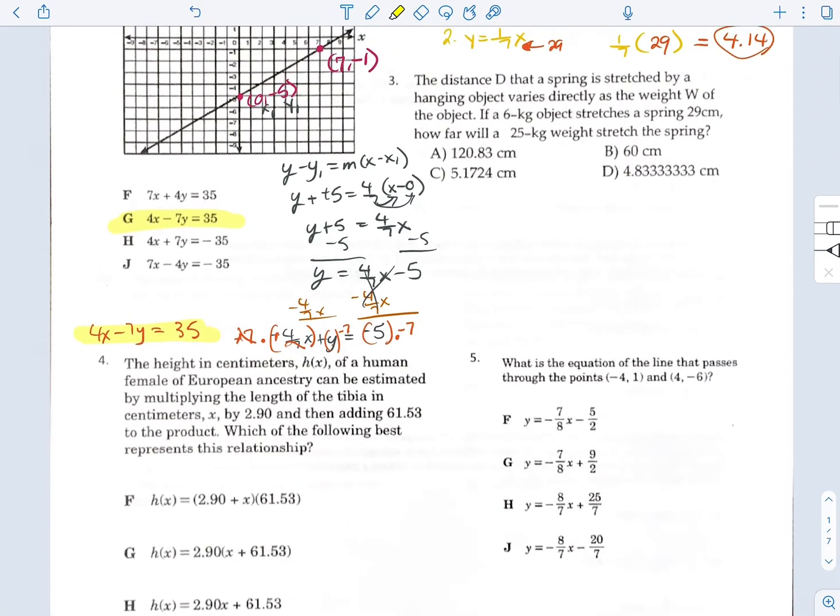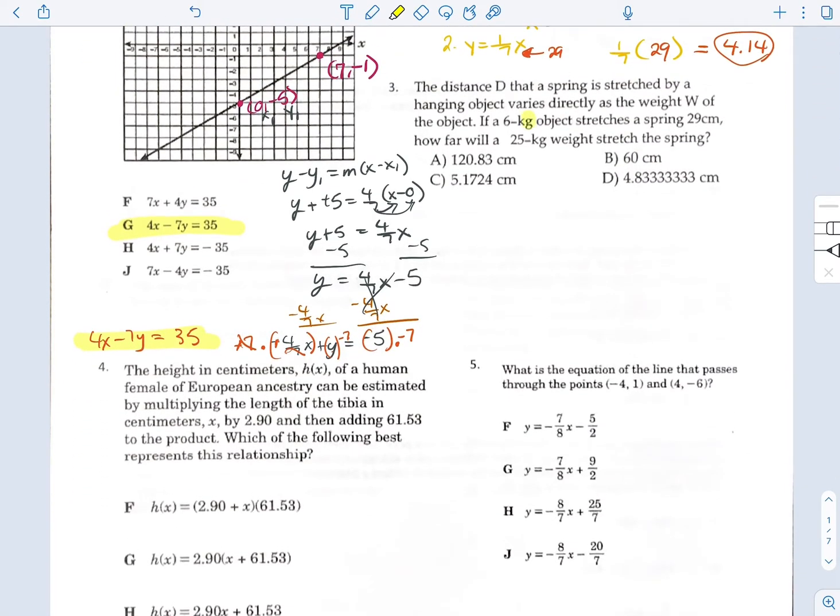All right. Now, number 3, it says the distance d that a spring is stretched by a hanging object varies directly as the weight of the object. If a 6 kilogram object stretches a spring 29 centimeters, how far will a 25 kilogram weight stretch the spring? Now be careful here. Remember, we said Y varies directly as X. So what comes before this is our Y. So that means the distance, Y. And then varies directly as the weight, W. So W is our X.